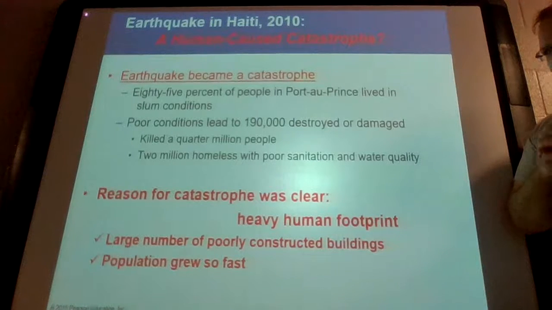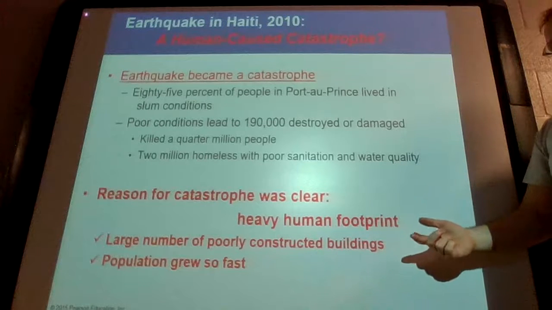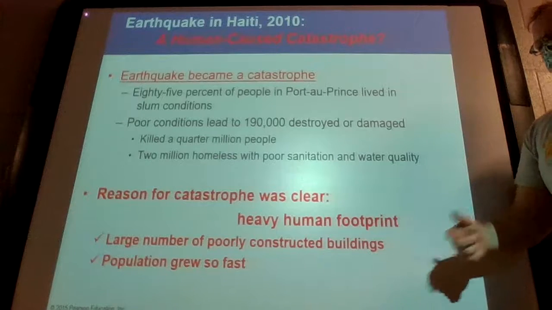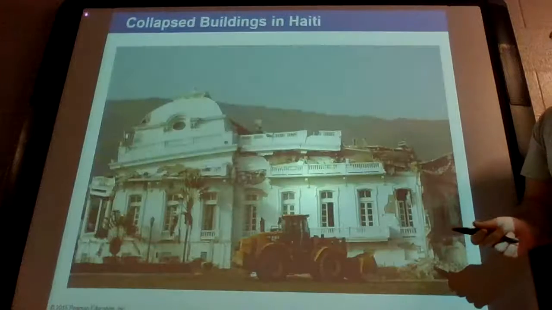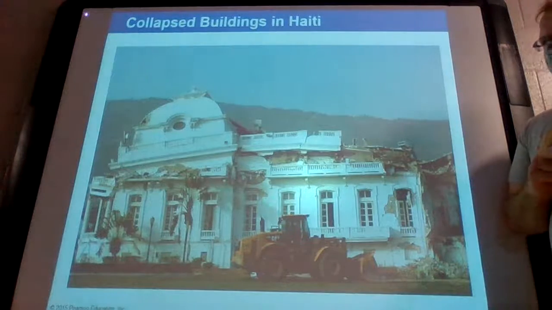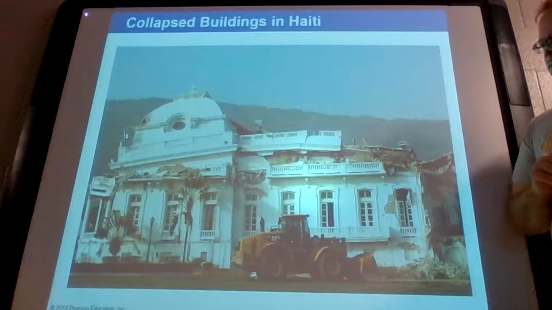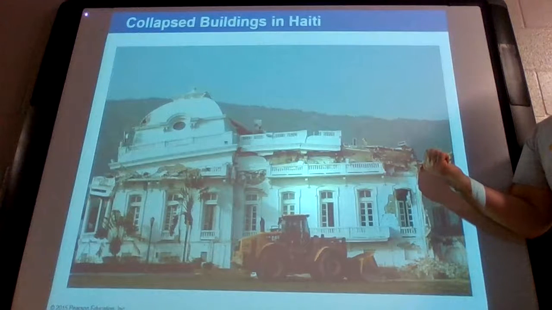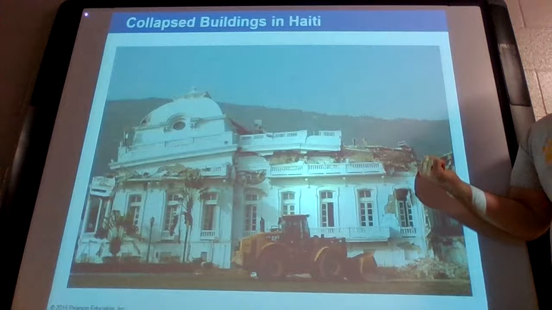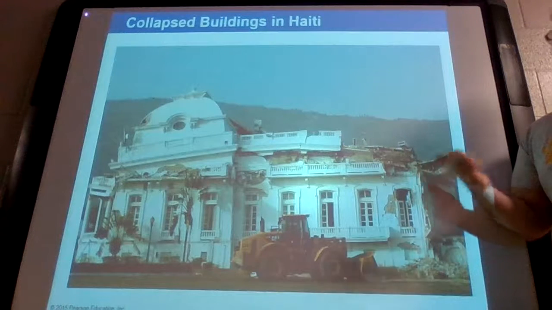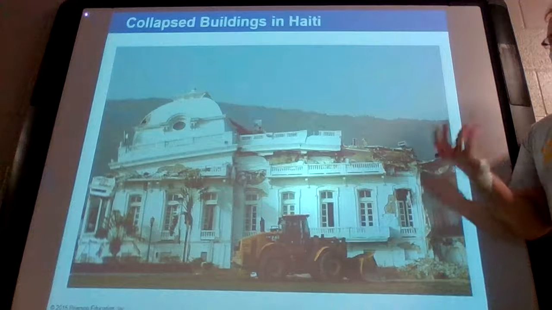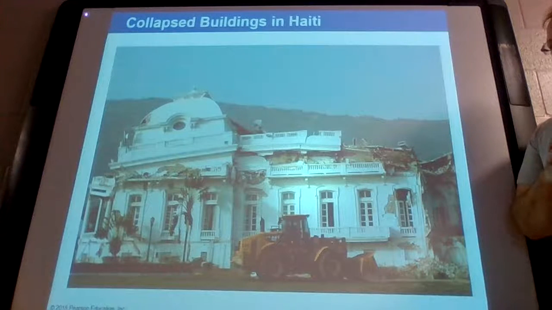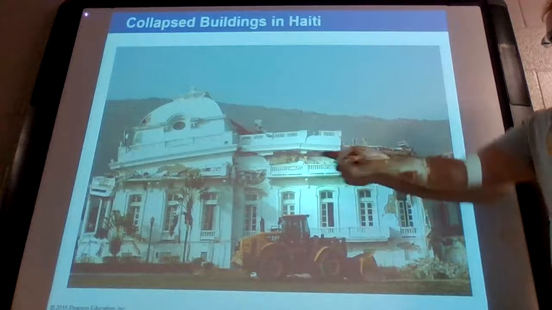So they're saying the reason for this catastrophe was clear. It was a heavy human footprint, a large number of poorly constructed buildings, and the population grew very, very quickly. And this is the picture I was looking for. I was wondering if it was in last semester's slides or not. This, I believe, was the president of Haiti's house. This is like the White House essentially for Haiti. And so one of the nicest buildings in the country, or at least what should be one of the nicest buildings in the country, sustained an immense amount of damage. You can see the top layer collapse.